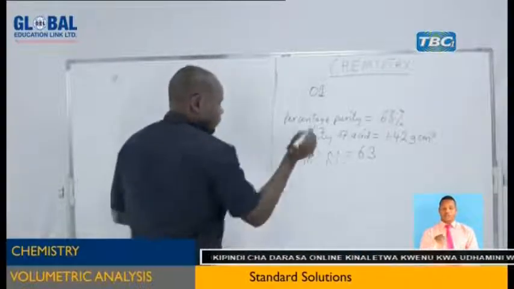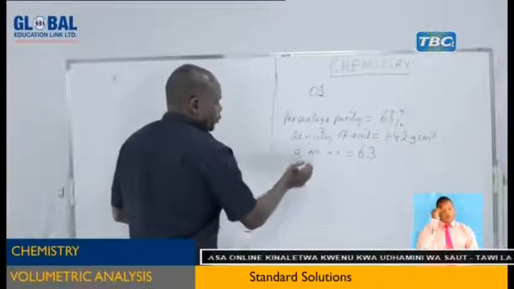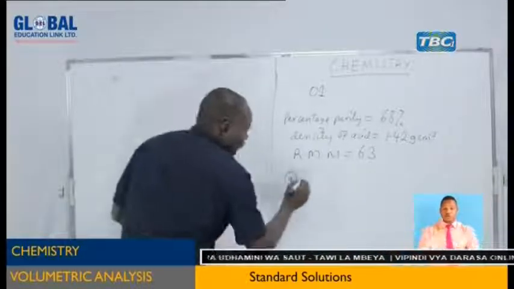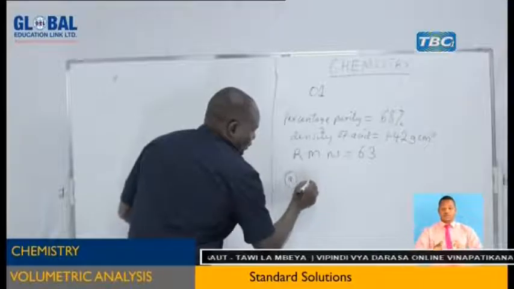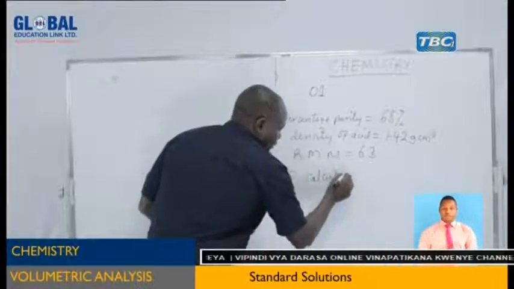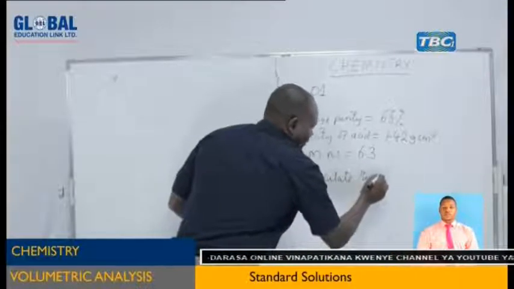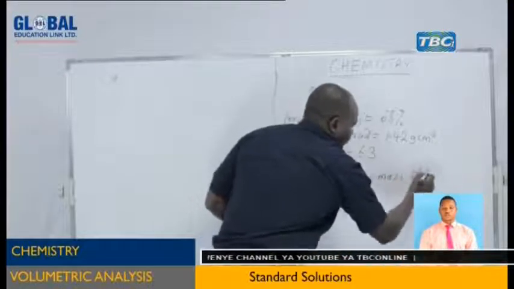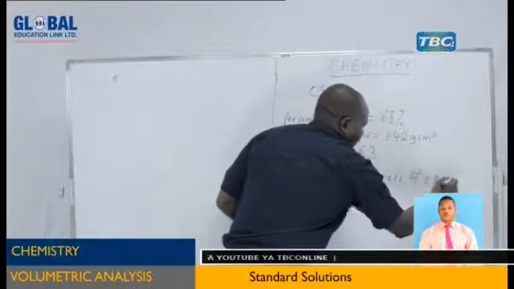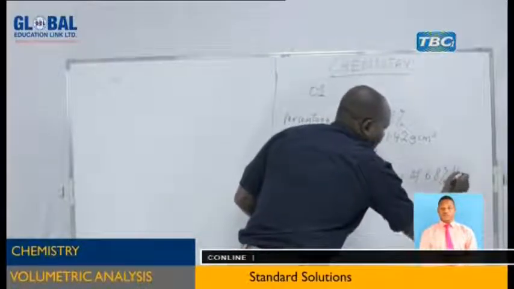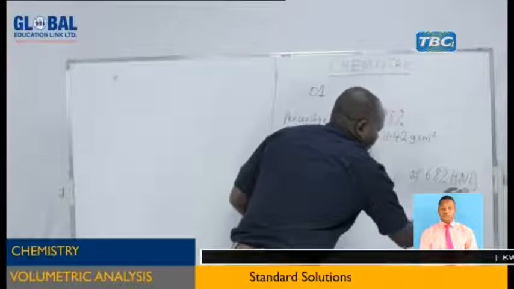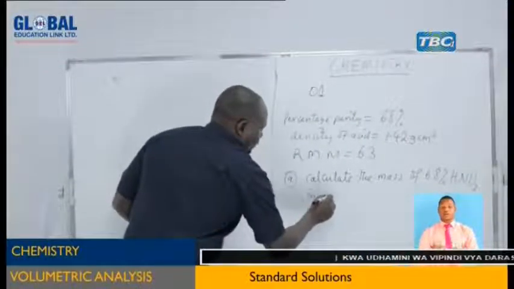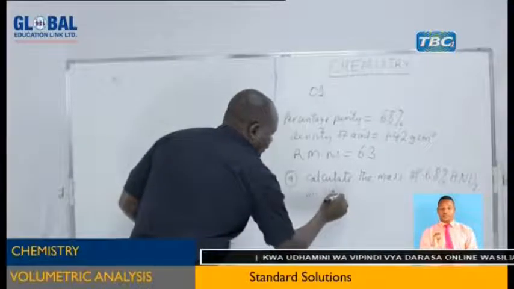So here, do you remember that first of all, when calculating the concentration of the stock solution, you have to calculate the mass of this percentage purity of nitric acid in 1 cubic centimeter.